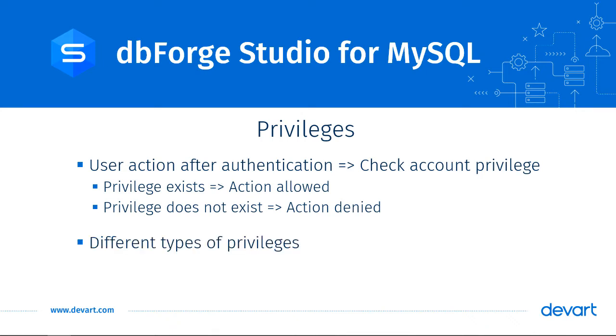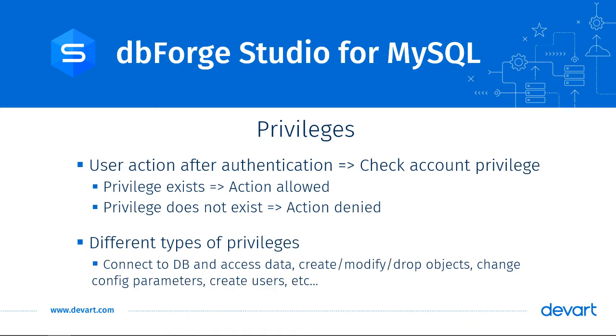There are a few different types of privileges we can define for a user account. For example, the privilege to connect to one or more databases and access data, the privilege to create, modify, or drop database objects, the privilege to change MySQL config parameters or perform other system-level operations, the privilege to create other user accounts, and so on. To see how these all work, let's connect to a MySQL instance and see the user accounts and their privileges.